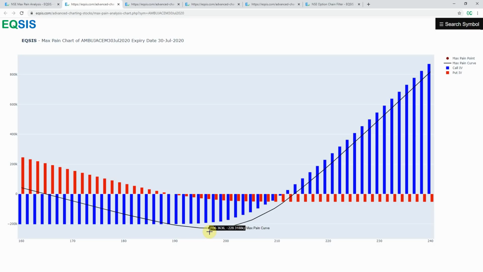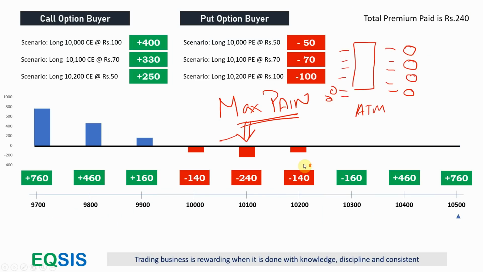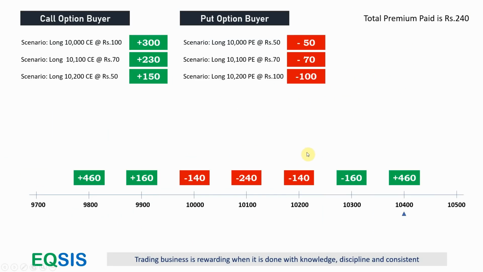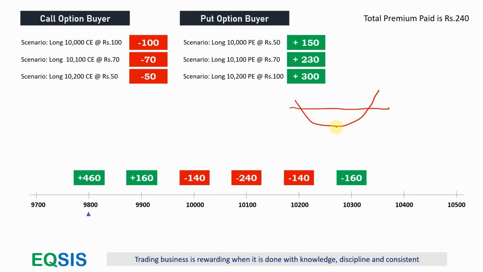Now, what are all the things that one should actually understand? Look at this. Always try to understand where the stock is. So if I take this example again, let's take this case. This is how the max pain chart is, and if the stock is trading here, it is expected to come over to this particular area.